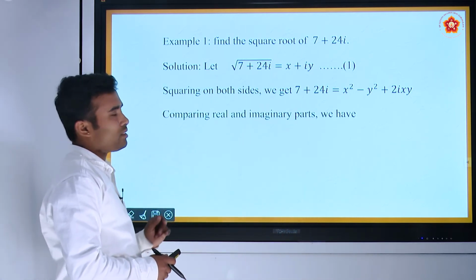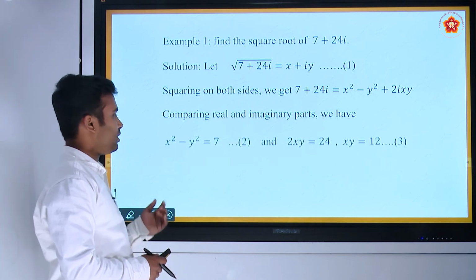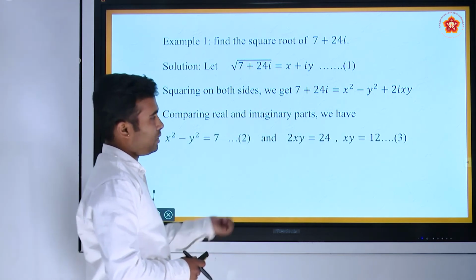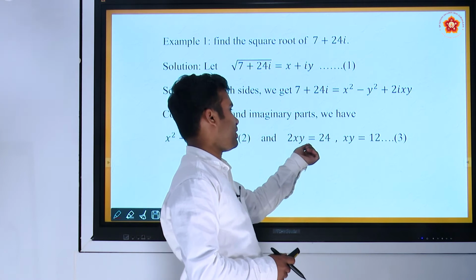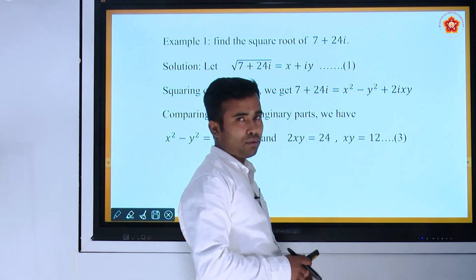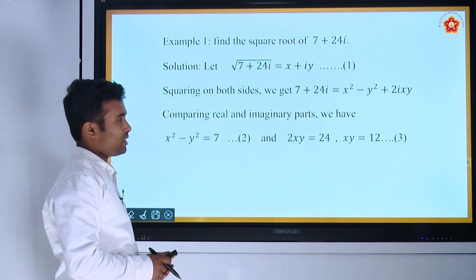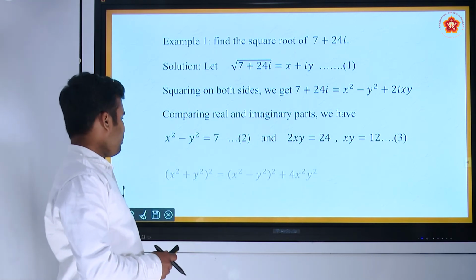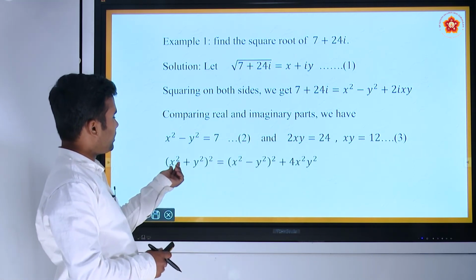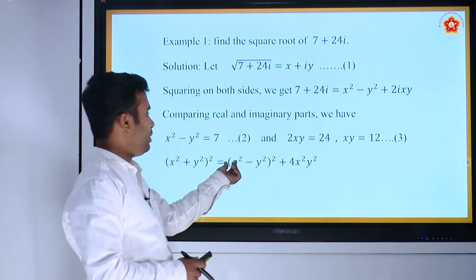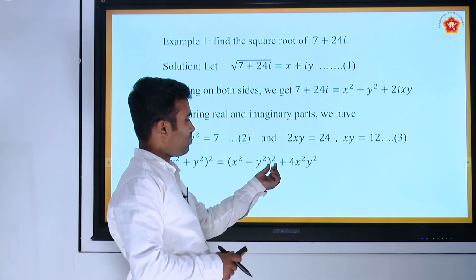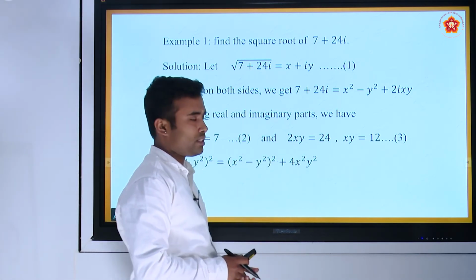And if you compare both the real and imaginary parts, you will have x square minus y square is equal to 7 and 2xy is equal to 24, or xy is equal to 12 if I divide by 2 on both sides. Next, if I write (x square plus y square) whole square, it is equal to (x square minus y square) whole square plus 4x square y square.